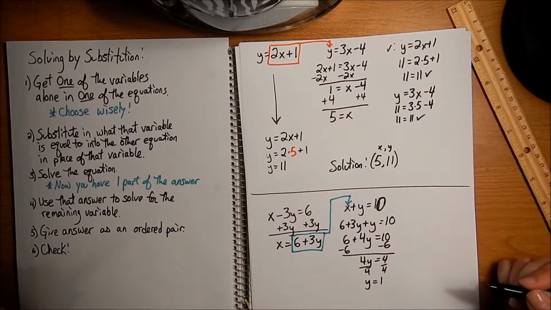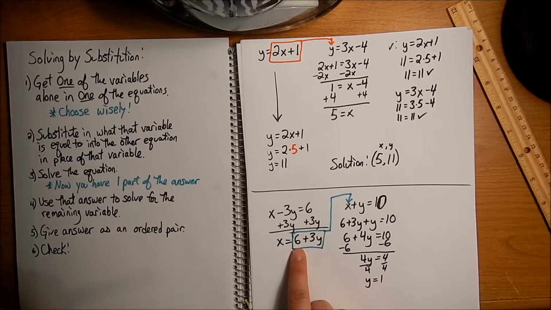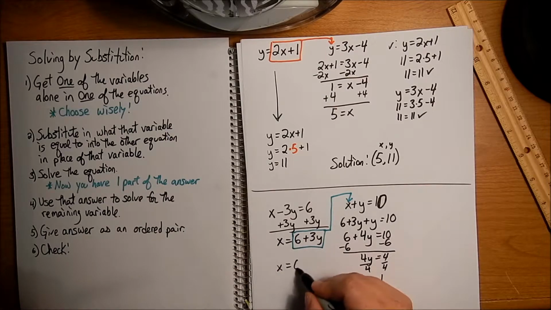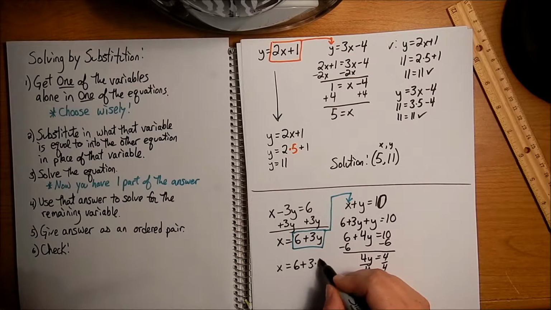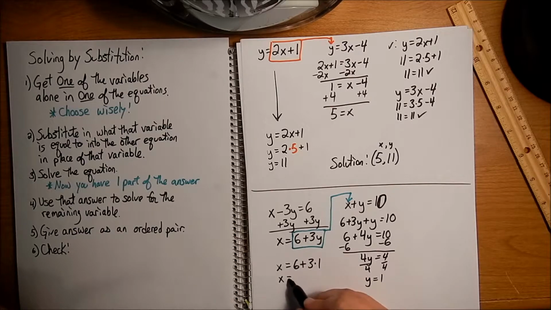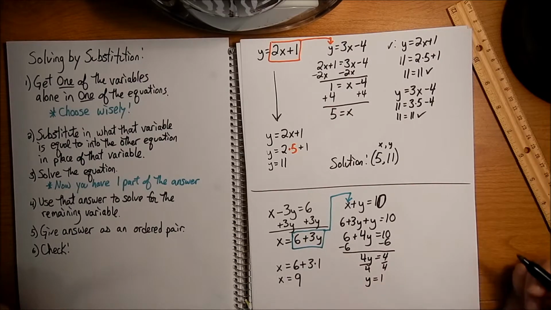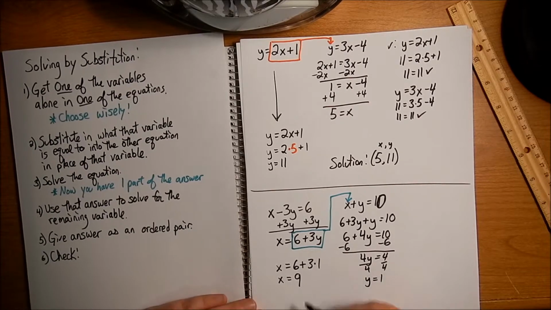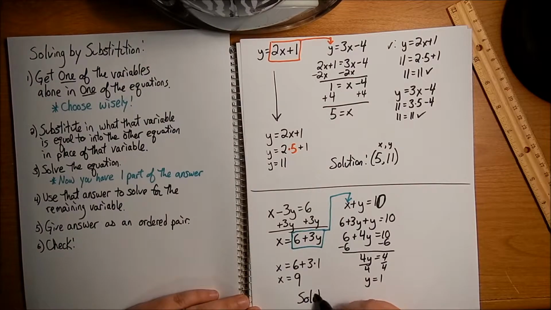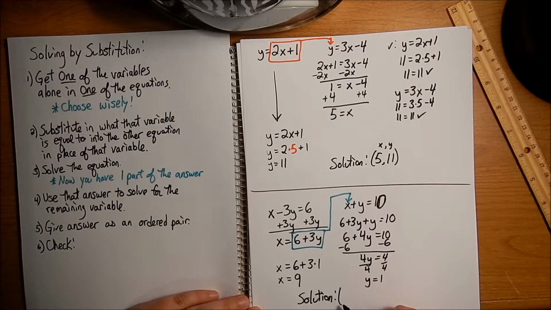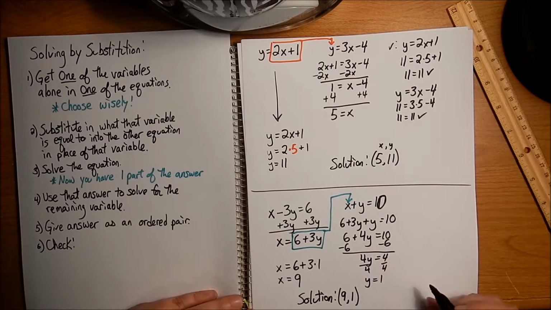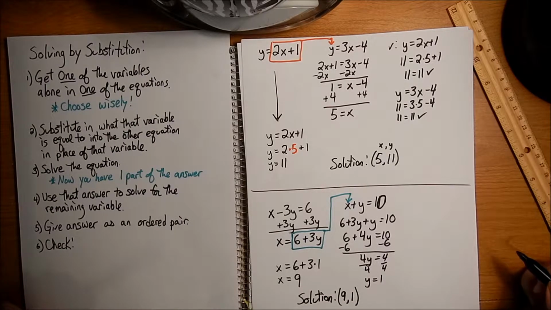Great, so now I have one part of my answer. I know that y is 1. I just have to figure out what x is. I can go right back here, and now that I know that y is 1, 6 plus 3 times 1. So that would be 6 plus 3 is 9. So my solution, x has to go first, so it's 9, 1. Okay?